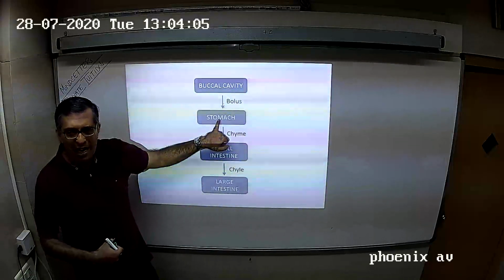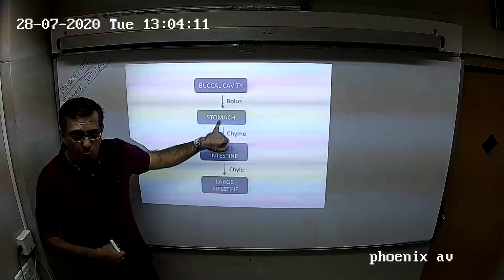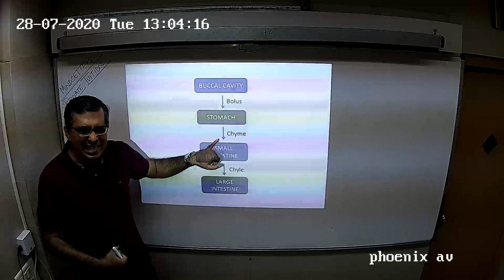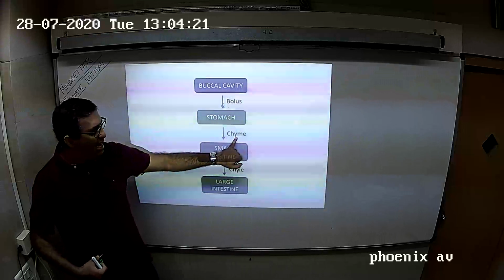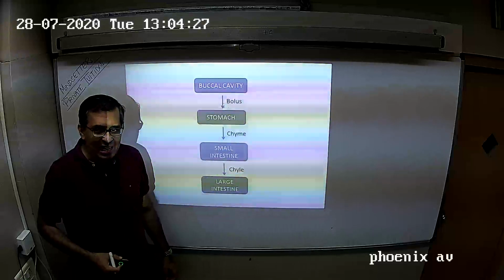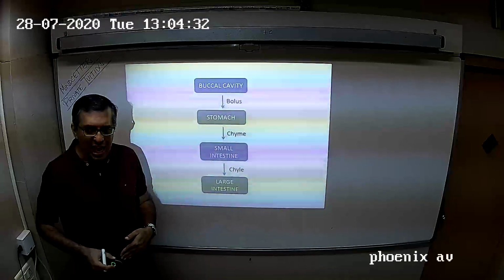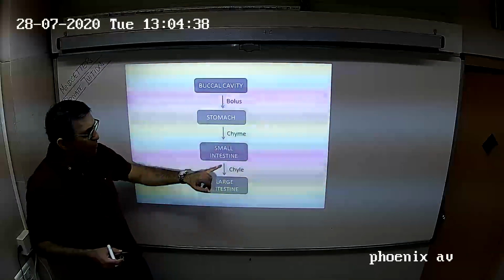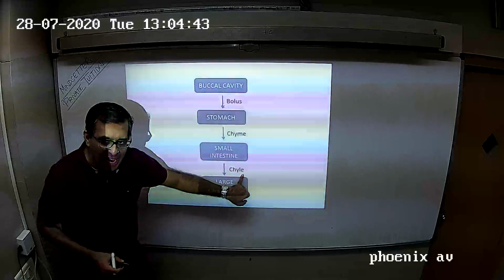In the stomach, food will get mixed with hydrochloric acid and pepsinogen, which becomes pepsin, and digestion will begin in the stomach. What is that acidic fluid in the stomach called? Chyme. And chyme will enter into the small intestine, where Brunner's gland, bile, pancreatic juice, and intestinal juice, succus entericus, are all alkaline.